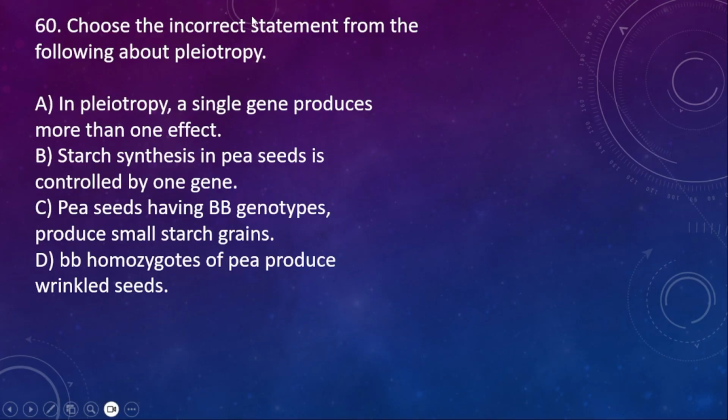60th question. Choose the incorrect statement from the following about pleiotropy. A. In pleiotropy, a single gene produces more than one effect. B. Starch synthesis in pea seed is controlled by one gene. C. Pea seeds having BB genotype produce small starch grains, and small b homozygotes of pea produce wrinkled seeds. Here the right option is option C.